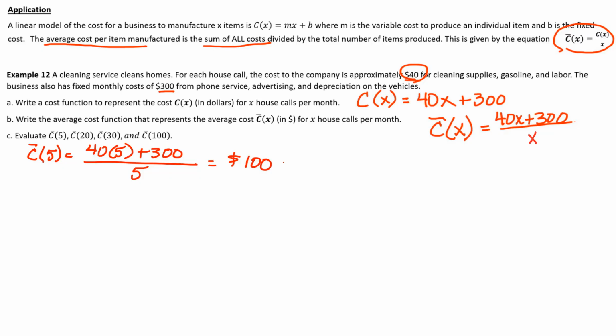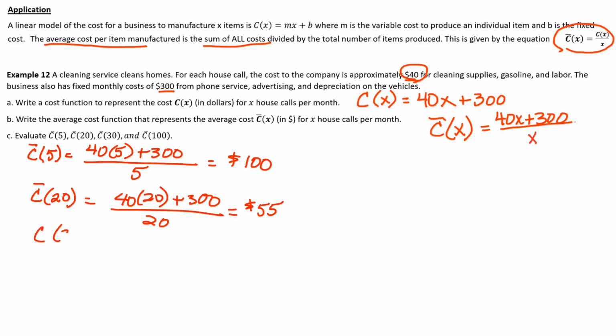So if X is 5, you make 5 calls. It's as if you're paying $100 per house call instead of just 40. You're having to think of it as spending 60 more to make up for that $300 fixed cost. If you make 20 house calls in the month, that is going to be 40 times 20 plus 300 over 20. If you add all that up, you've got 800 plus 300 is 1100, over 20 is going to be $55 per house call. So it's getting spread out over more house calls now.